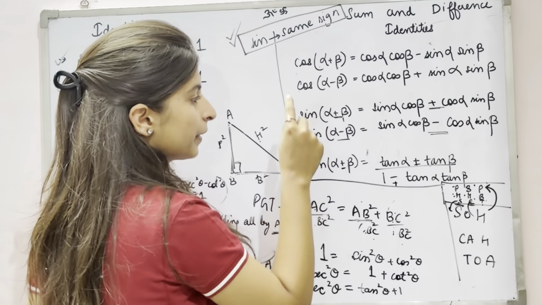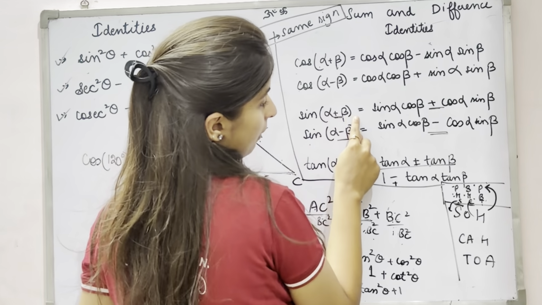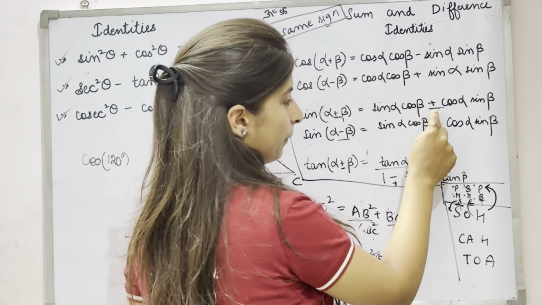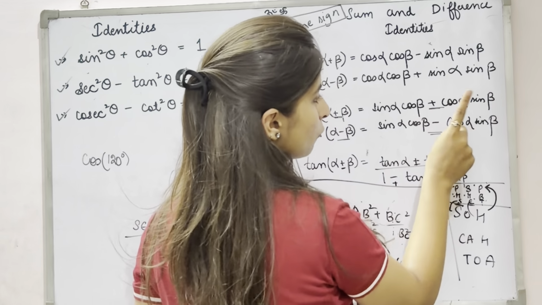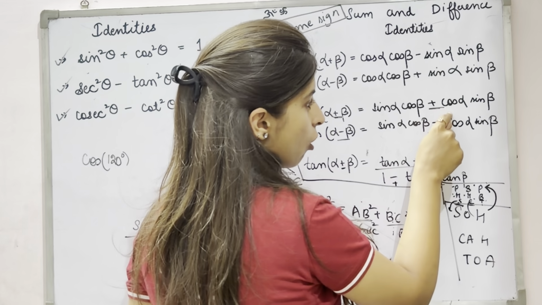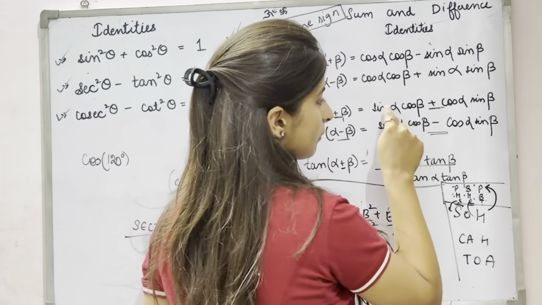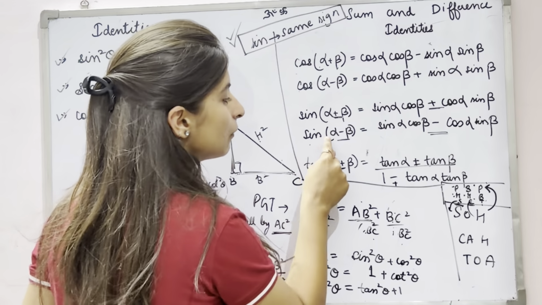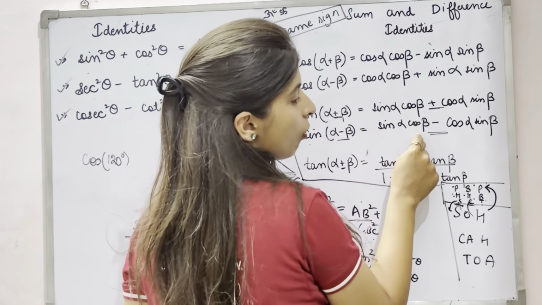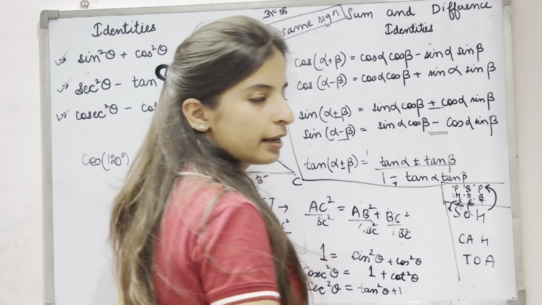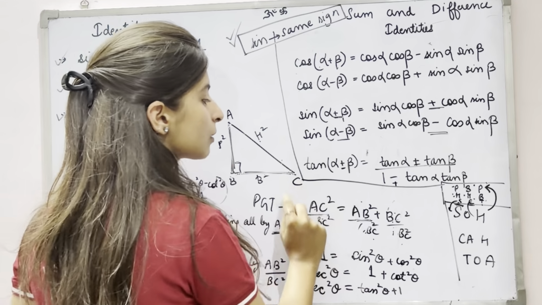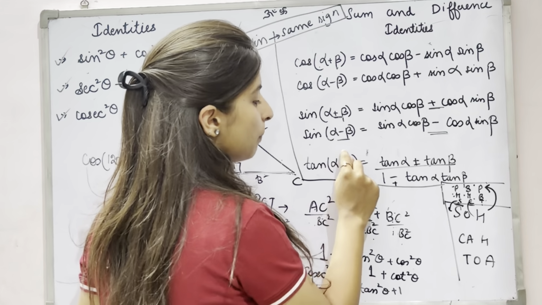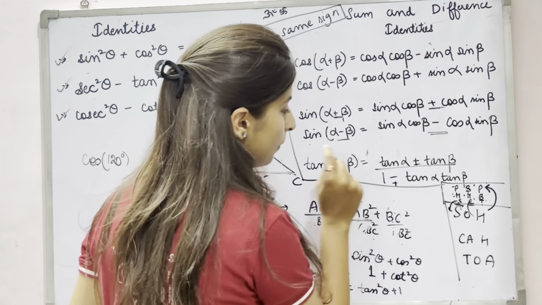Coming to sine. Sin alpha plus beta: sin alpha cos beta, the sign will remain the same, plus cos alpha sin beta. Here alpha is with sin and then alpha is with cos; beta with cos, beta with sin. Sin alpha minus beta: sin alpha cos beta minus cos alpha sin beta. Clear? Then the last one we have is the identity of tan alpha plus beta and tan alpha minus beta.